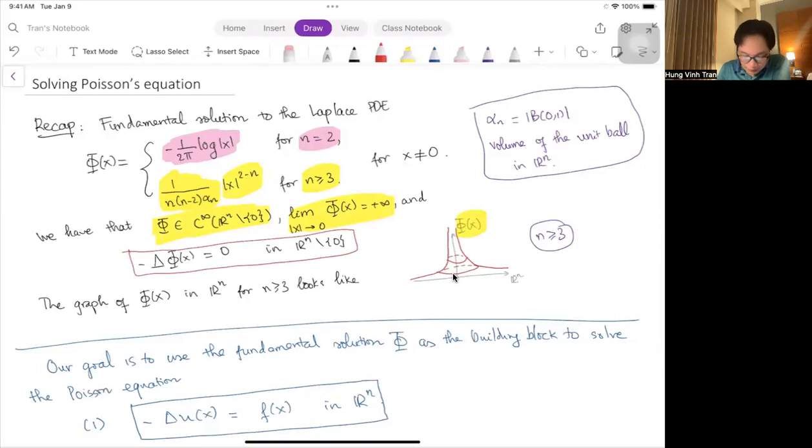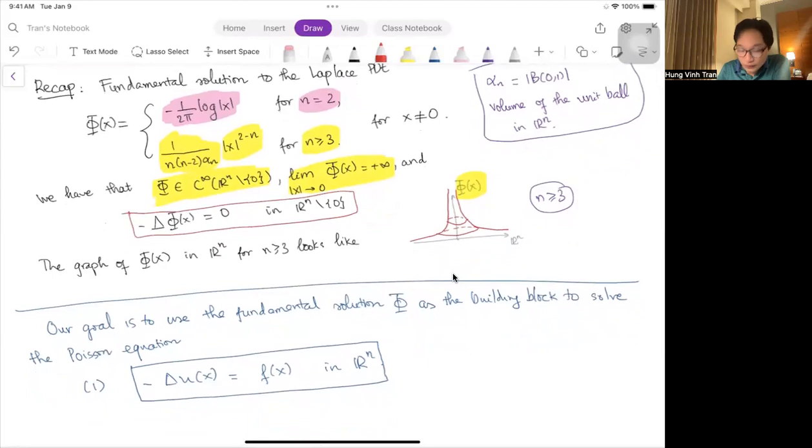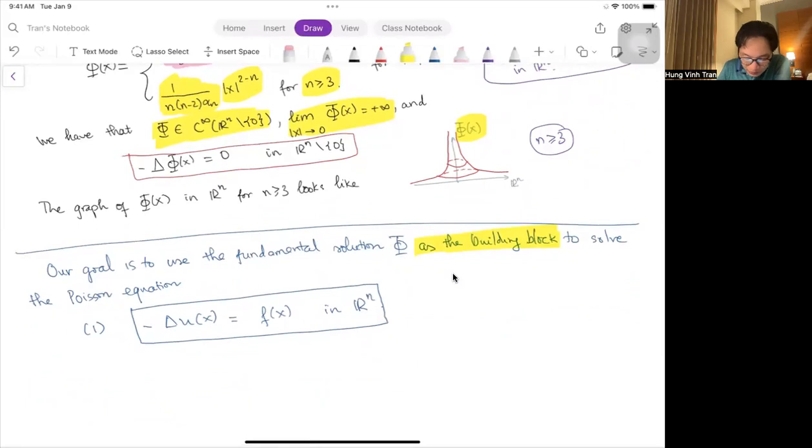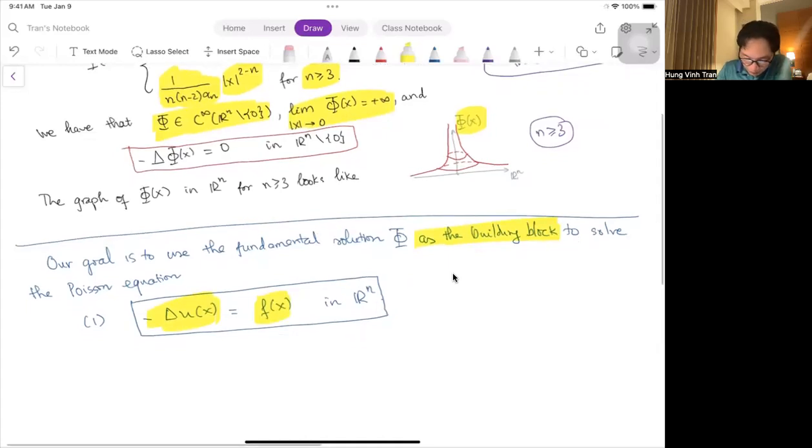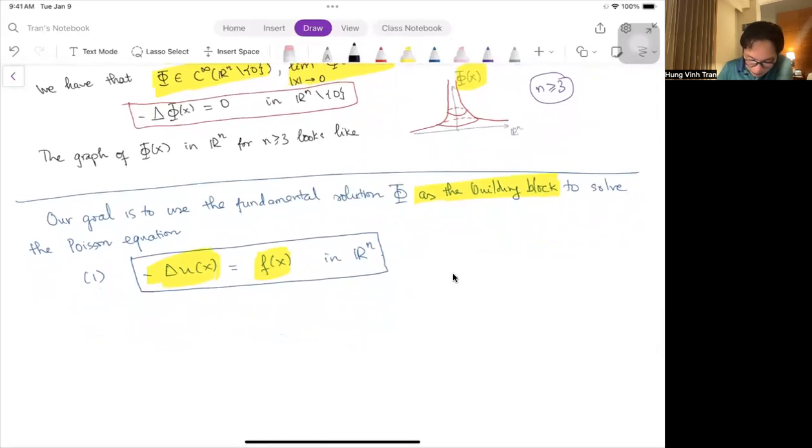Our lecture today is about how we use this fundamental solution as a building block to solve the Poisson equation. The Poisson equation is of this form: minus Laplacian of u equals f of x in Rn. Let me write out the assumption for f. Here f of x is a given source term that is given to us on Rn.